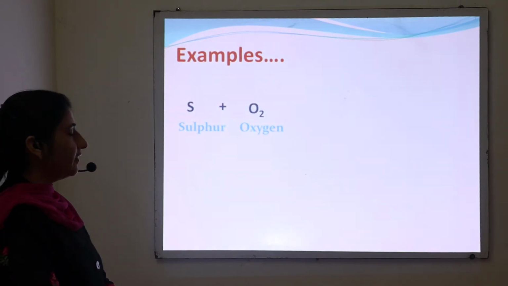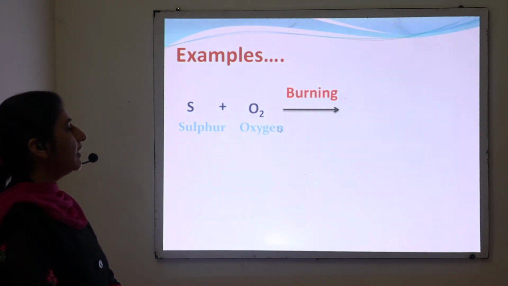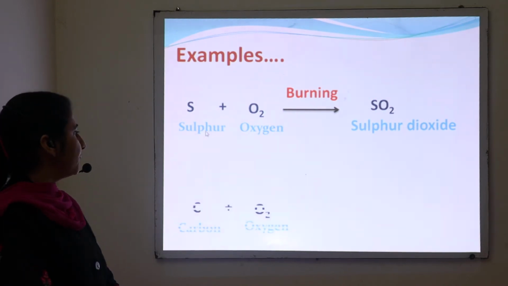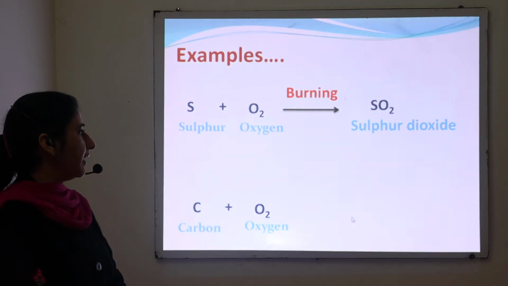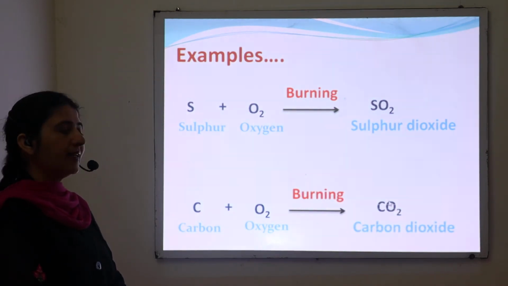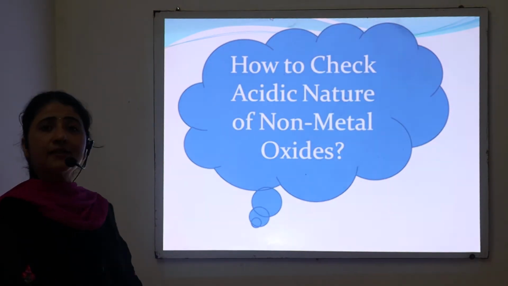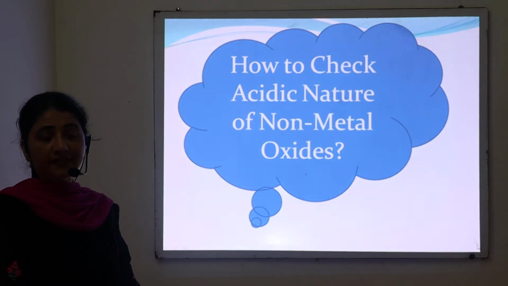Here there is sulfur, which is a non-metal. When it interacts with oxygen, it forms sulfur dioxide as a gas. The next one, carbon: when it interacts with oxygen, it burns and produces the gas carbon dioxide. These sulfur dioxide and carbon dioxide oxides are acidic in nature.